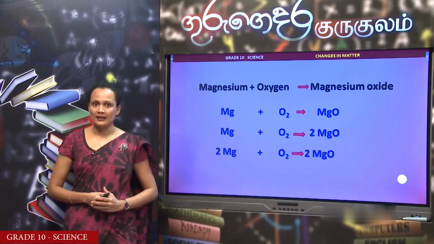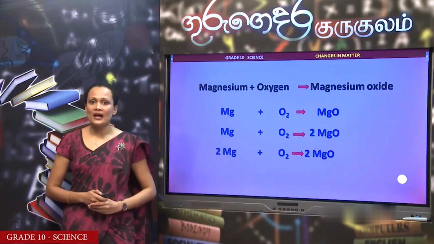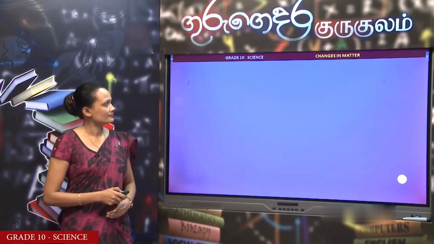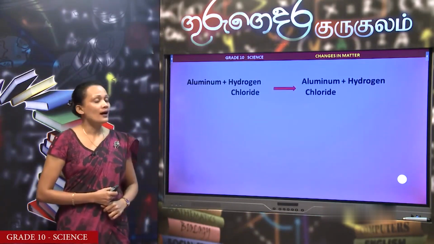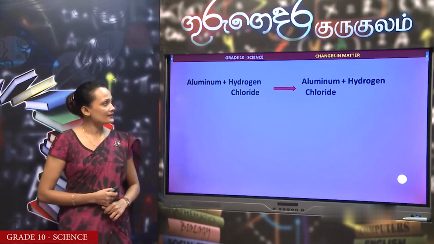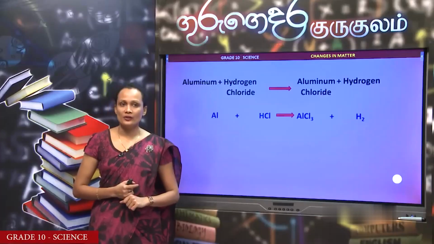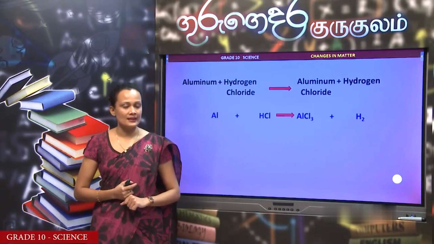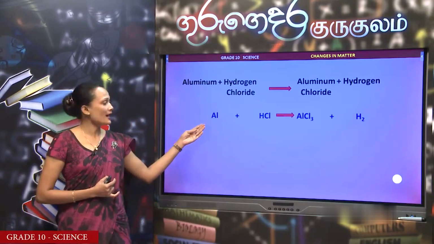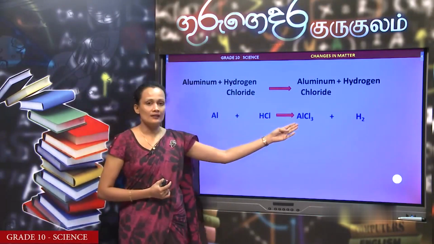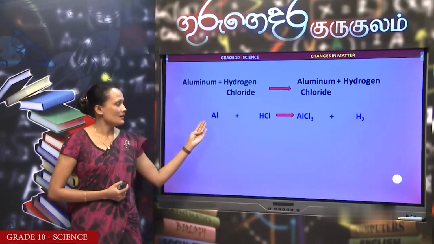Now, I am going to explain another reaction and the way of balancing it. The reaction between aluminium and hydrogen chloride makes aluminium chloride plus hydrogen gas. Now, I am going to explain how we balance that chemical equation. Here, 1 aluminium atom and on the other side also 1 aluminium atom. That means it is balanced.